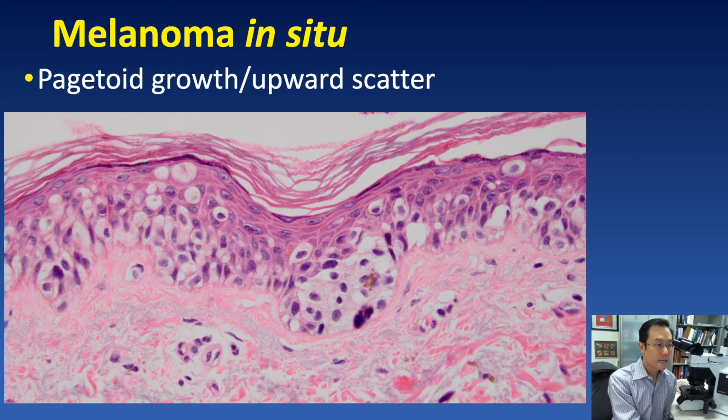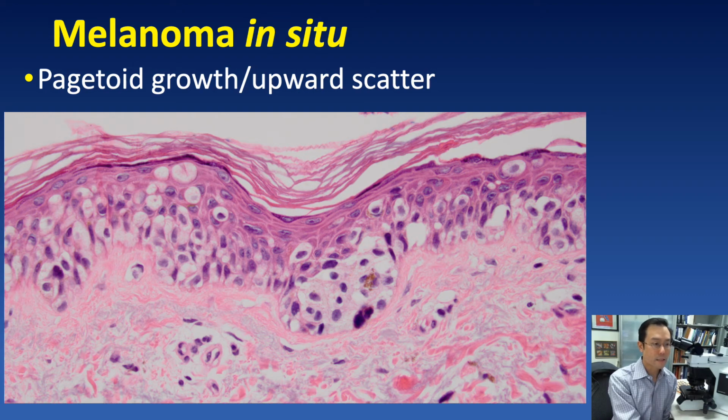Pagetoid growth, or pagetoid upward scatter, is characterized by melanocytes present as single or nested clustered units above the basal layer. Melanocytes can typically be identified at the stage of MIS based on cytologic atypia or characteristic cytoplasmic features. In this case, the tumor has abundant pale cytoplasm in addition to the characteristic clearing or retraction artifact associated with melanocytes.